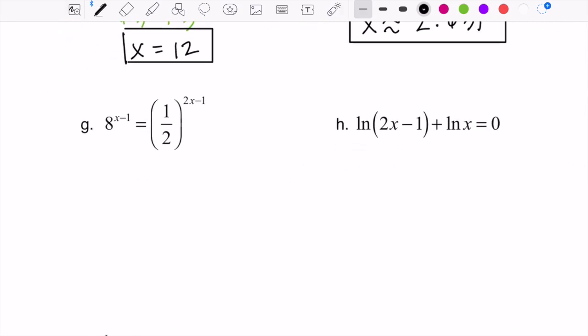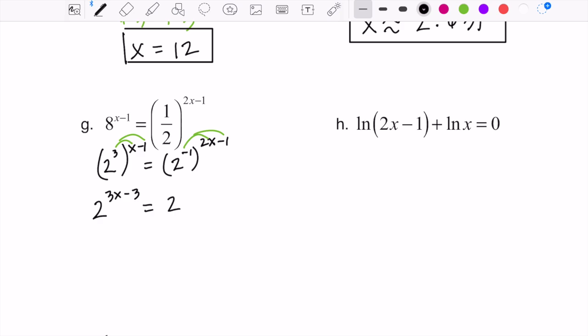Okay, moving on. Again, this is a type of exponential where we can look at the bases of 8 and 1/2 and see that they're related by the base of 2. So this is 2 to the 3rd power, and this is 2 to the negative 1. And then what we're going to do is make sure we multiply those. So we get 2 to the 3x minus 3 equals 2 to the negative 2x plus 1.